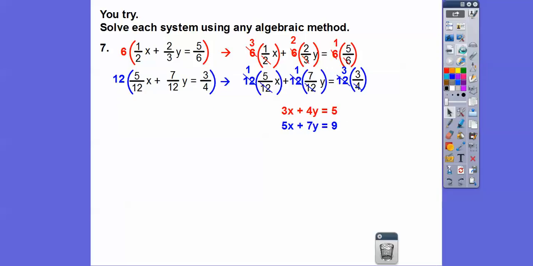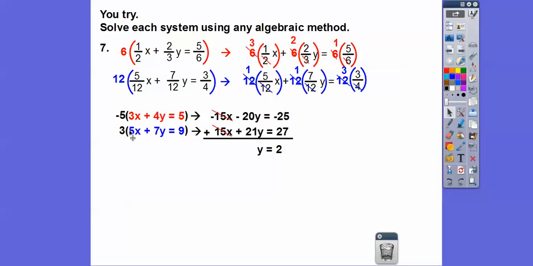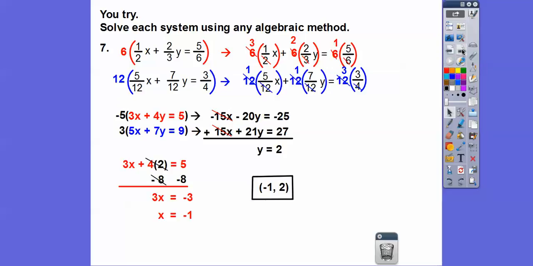Let me slide that over, and then I multiplied the top one by -5 to get -15x, and this one by a +3 to get a +15x. That way the x's cancel. Where'd my cursor go? And those cancel, and so we get 1y equals 2. All right, now it's easy. We did the hard part, getting rid of the fractions, so we get x equals -1, so it's -1, 2.